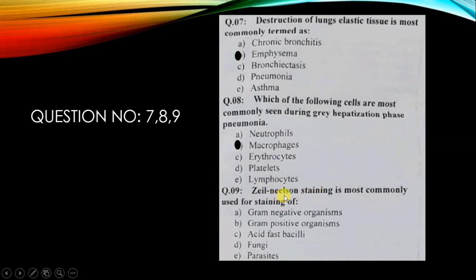Moving towards question number 9, which says Ziehl-Neelsen staining is most commonly used for the staining of gram-negative organisms, gram-positive organisms, acid-fast bacilli, fungi, or parasites. Ziehl-Neelsen staining is used for the identification of acid-fast bacilli because they are not stained by any other dye, or we say any other gram dye. That's why. These acid-fast bacilli include Mycobacterium tuberculosis.